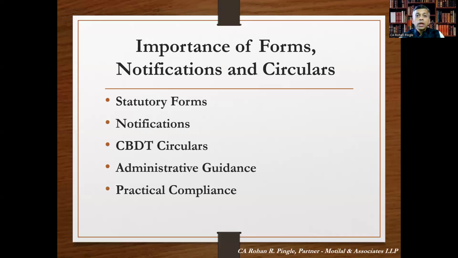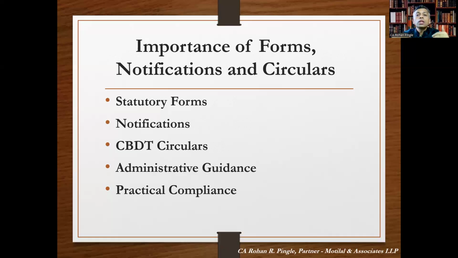Moving further, importance of forms, notifications, and circulars. So tax administration extends beyond the Act and Rules. So various statutory forms facilitate what? Compliance. Income tax returns, audit reports, certificates, and declarations are prescribed through statutory mechanism.